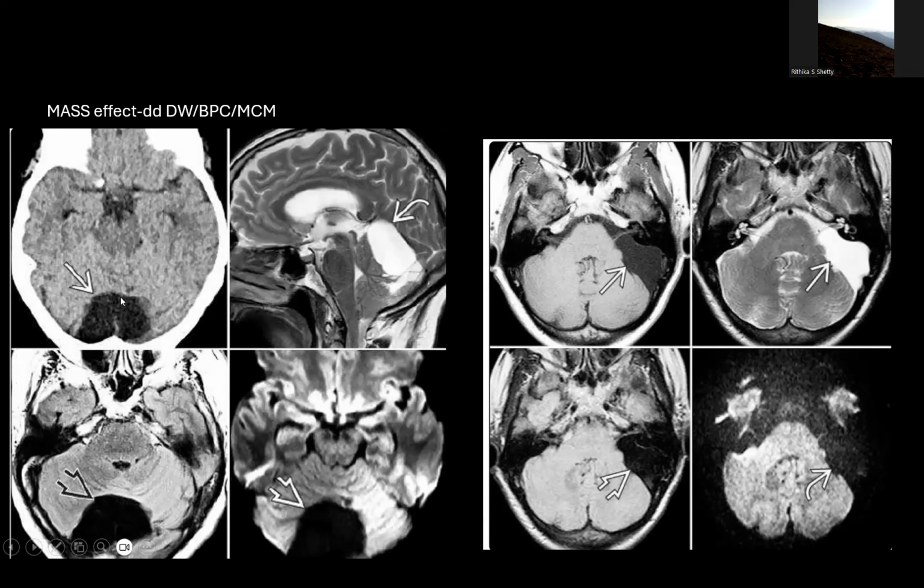We can see a well-defined extra-axial lesion. It is located in the posterior cranial fossa. It is having mass effect on the adjacent structures. T2 hyperintense, suppressed on FLAIR, doesn't show diffusion restriction.